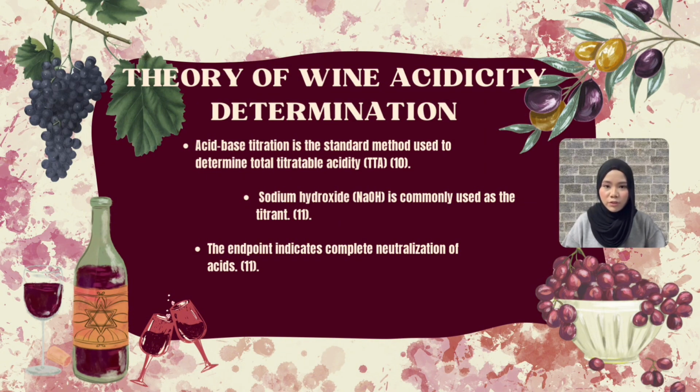The endpoint of the titration is the point where all acids have been completely neutralized. This is typically identified using a pH indicator like phenolphthalein that changes color, or continuously monitored using a pH meter. The target endpoint is usually a basic pH of around 8.2.